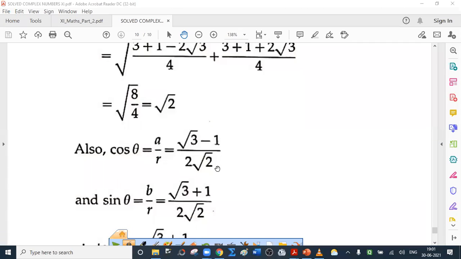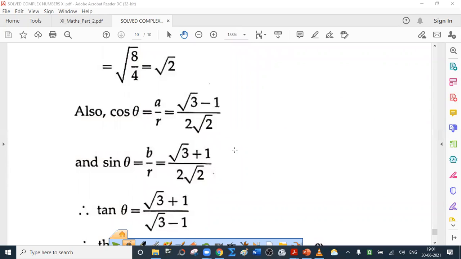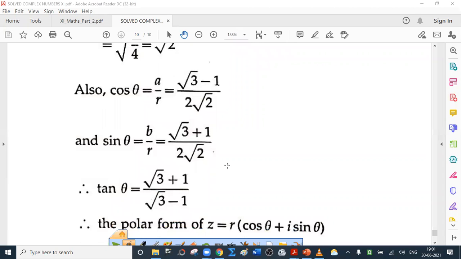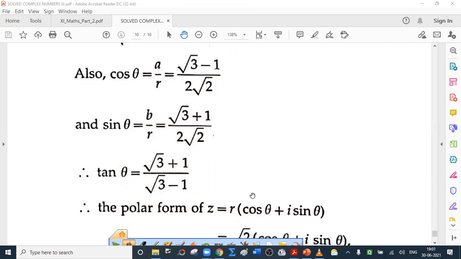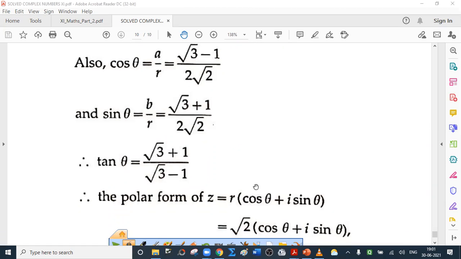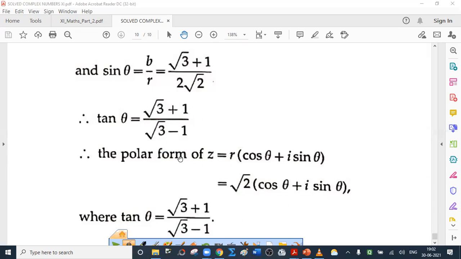This is sin theta. At the most, we can write tan theta from this to get root 3 plus 1 upon root 3 minus 1. And then we say that the polar form is z equal to r into cos theta plus i sin theta. Just put the value of r. Let theta be as it is because it is not one particular angle. So it is root 2 into cos theta plus i sin theta. And of course, you have to mention that tan theta is root 3 plus 1 upon root 3 minus 1.